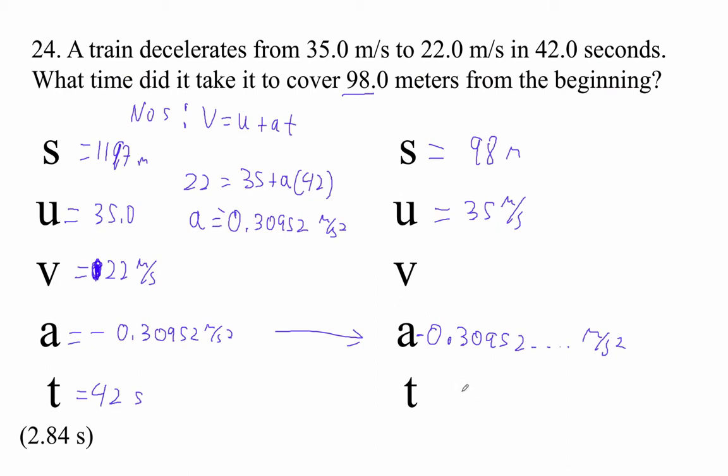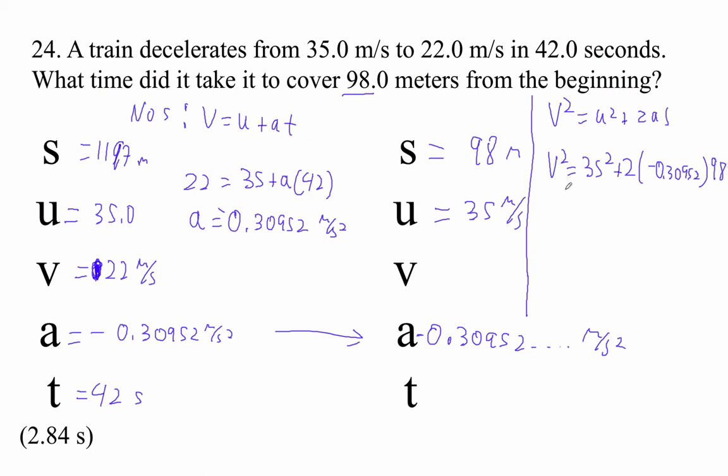So we want to find time, and I think this would be quadratic if we use no v. This is actually a two-stepper. I'm going to find v using this one, because I don't really like the quadratic that much. It's not my favorite. So v squared is 35 squared plus 2 times negative 0.30952, and our displacement is 98.